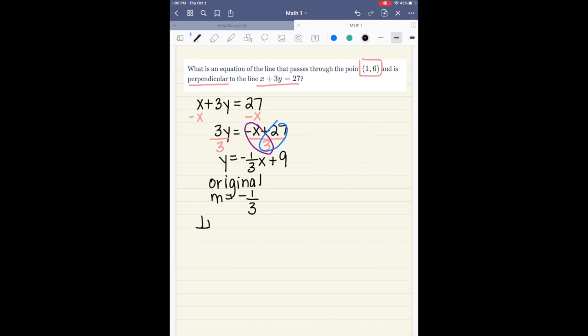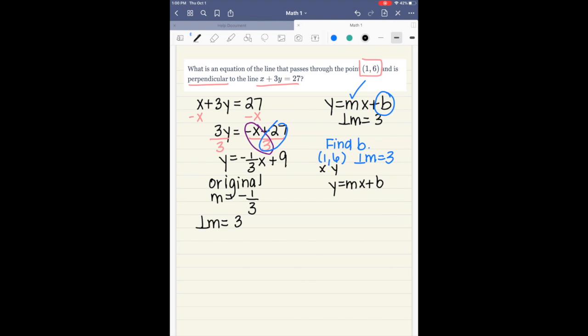But I don't want my original slope. I want the perpendicular slope. So the perpendicular slope is going to be the opposite sign, so positive, and flip it to make it 3. So when writing our equation, we now know that the perpendicular slope is 3. So we know the slope, now we need to find b. So we're going to use the point given, (1, 6), and that perpendicular slope. And we're going to plug it into y equals mx plus b. So it's going to be 6 equals, my slope is 3, my x is 1, plus b.